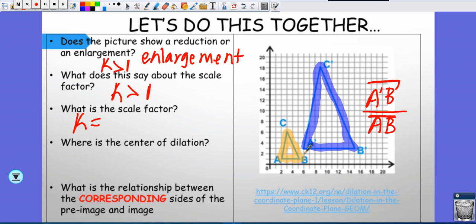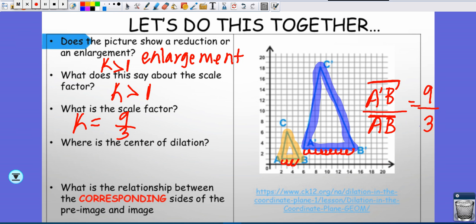So I just need to count the boxes here. 1, 2, 3, 4, 5, 6, 7, 8, 9. So it looks like I have 9 boxes. Let me count one more time. 1, 2, 3, 4, 5, 6, 7, 8, and it looks to be 9. So this is 9 over. And then I need to count the boxes for segment AB. So here 1, 2, 3. And it looks like that one is 3. So the length of segment A prime B prime is 9, and the length of segment AB is 3.